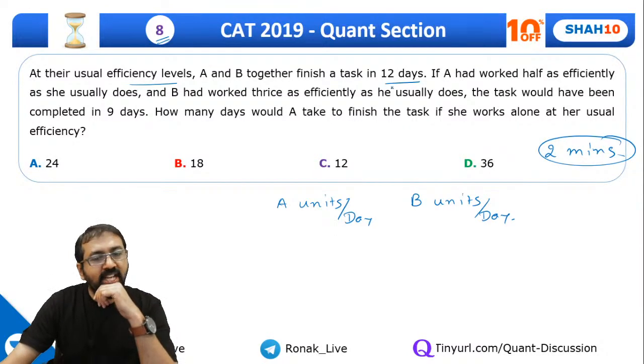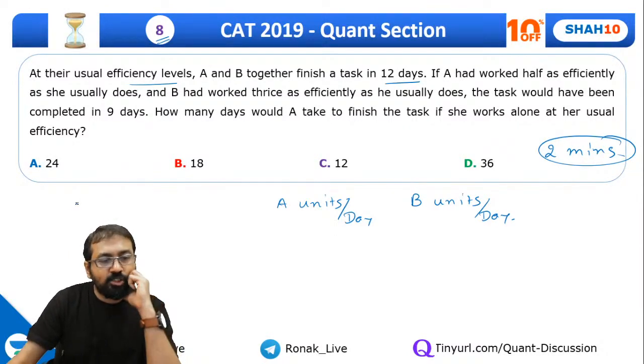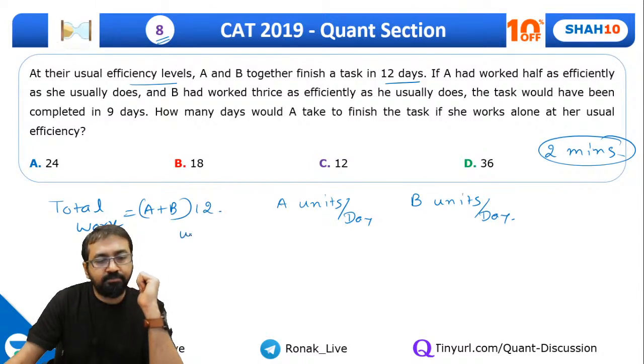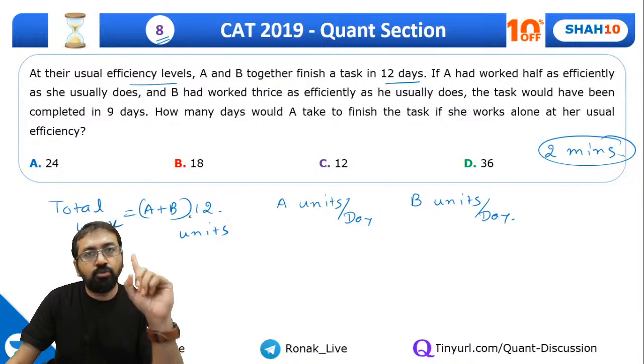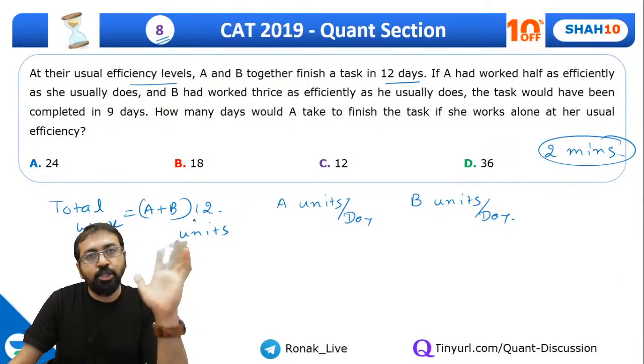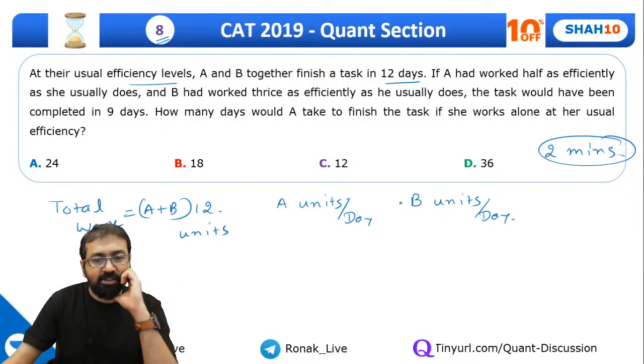So A and B together finish the work in 12 days. So can I say total work should be equal to (A plus B) into 12 units? Yes or no? A will do A units of work in 1 day, B will do B units of work in 1 day. So total in 12 days they'll do (A plus B) into 12 units of work. So this is what I have taken.